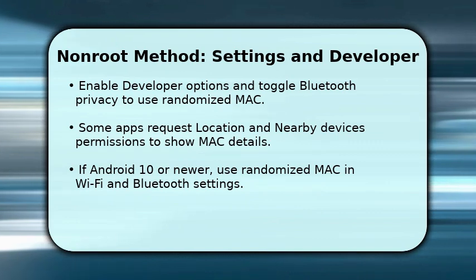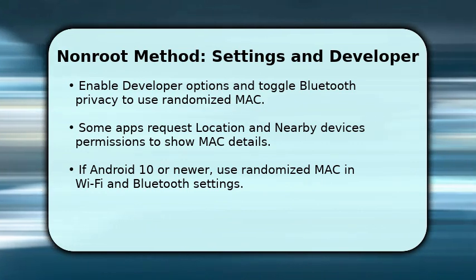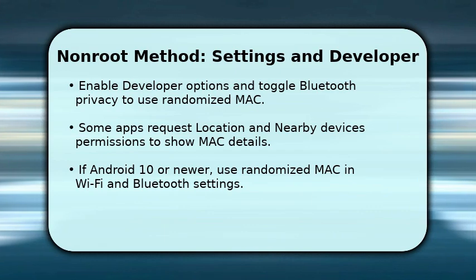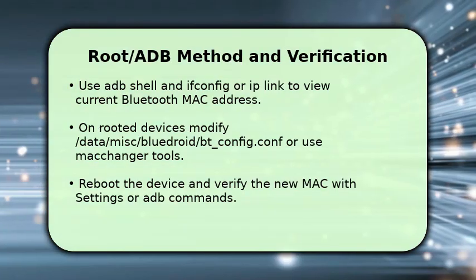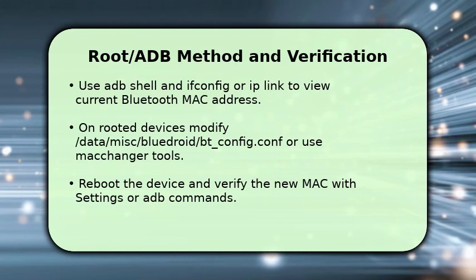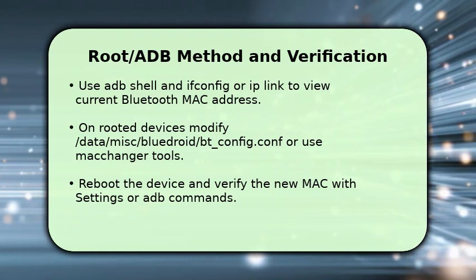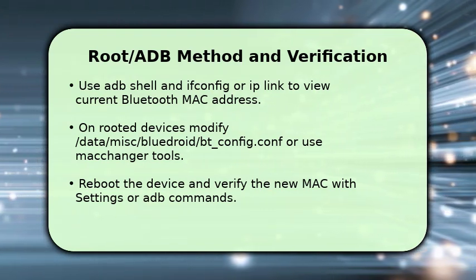Some apps request location and nearby devices permissions to show MAC details during troubleshooting. If Android 10 or newer, use randomized MAC in Wi-Fi. Use an ADB shell and ifconfig or ip link to view the current Bluetooth MAC address. Connect your device with USB and run adb devices to confirm connectivity first.